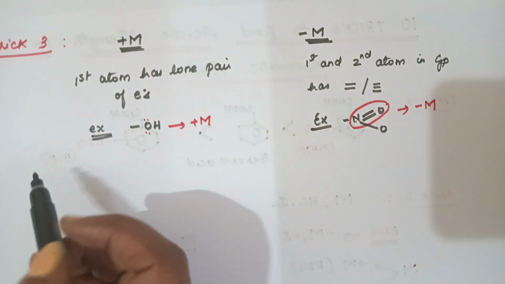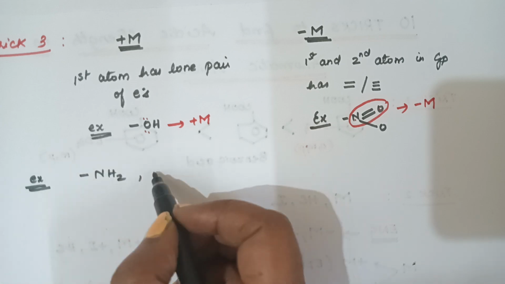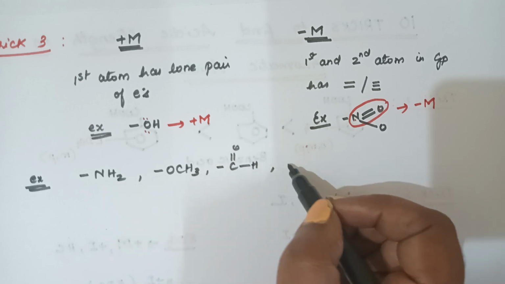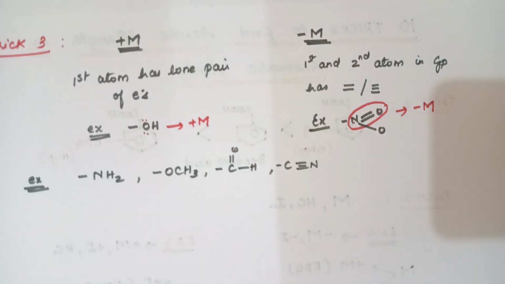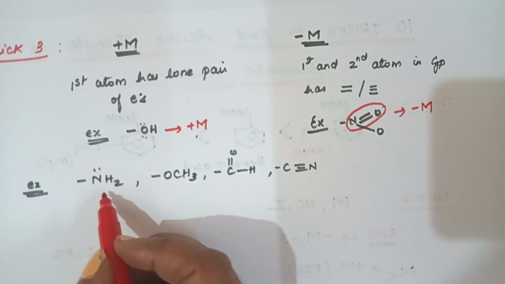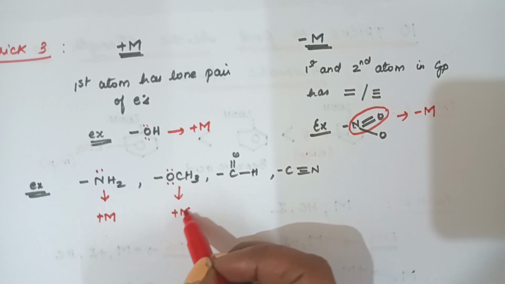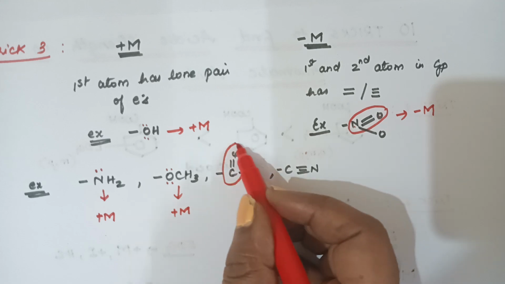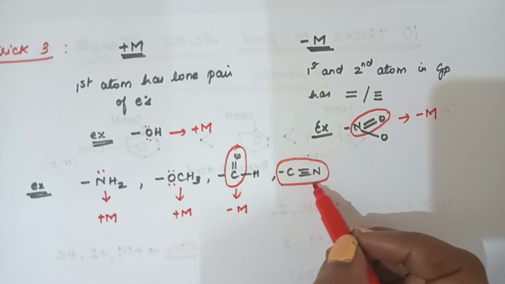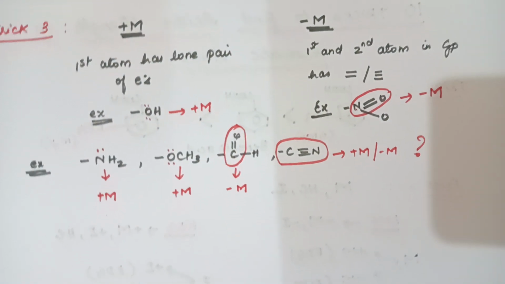So some more examples we will take. Example: NH2, OCH3, CHO, C triple bond N. So first one, whether it shows plus M effect or minus M effect. On nitrogen, one lone pair of electrons will be there. So this shows plus M effect. On oxygen, two lone pairs of electrons will be present, plus M effect. And here between the first and second atom there is a double bond. So it shows minus M effect. So students, this is for you to try. Tell me in the comment section whether it shows plus M effect or minus M effect. What is your answer? You can write in the comment section.